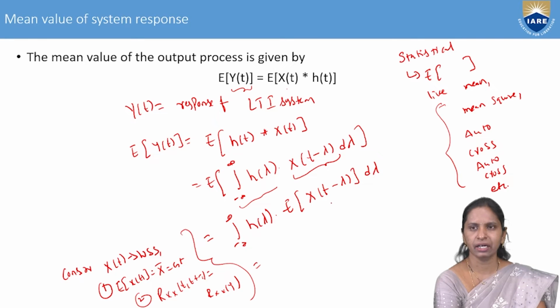Now we are considering that the random process x of t is wide sense stationary. Then the expectation of x of t is x bar for all values of t. In place of t, here I am having t minus lambda.